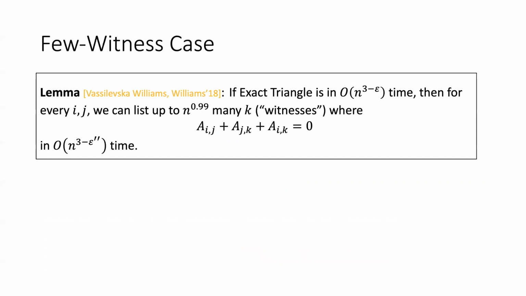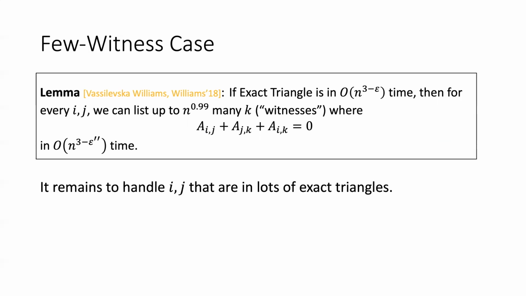The following is known. If exact triangle is in truly subcubic time, then for every edge ij, we can list up to n to the 0.99 many k, which we call witnesses, where ijk forms an exact triangle. And we can do this in truly subcubic time. This means that if an edge ij is in fewer than n to the 0.99 exact triangles, then we are able to list all of them. Therefore, it remains to consider ij that are in at least n to the 0.99 exact triangles. And we call that the many witness case.